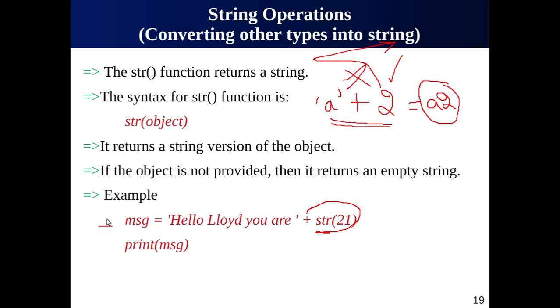Here is an example. We have a variable message and it contains the string hello. Okay, the spelling is not correct here. Hello, anyone, you are plus 21, and I want to display this message. Now it will accept this 21 because the str function will convert it into a string. Okay, and now if you run this program, it will display hello lovely, you are 21, meaning the age of that person.